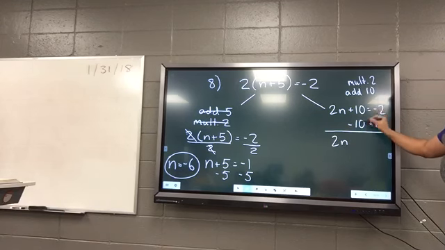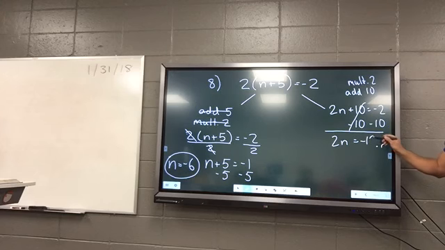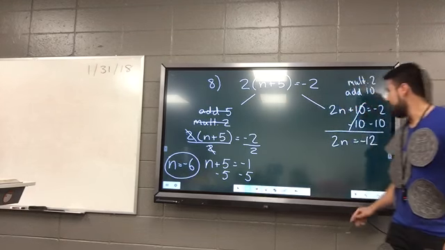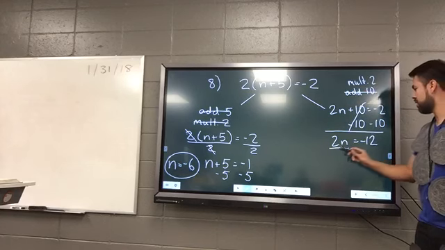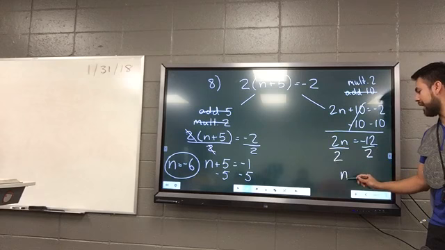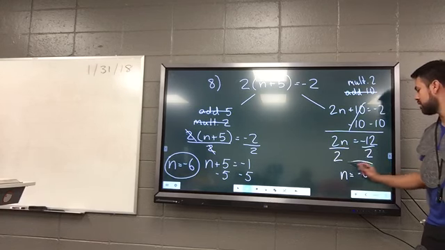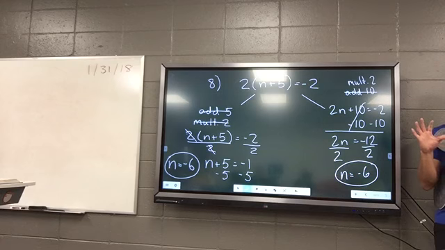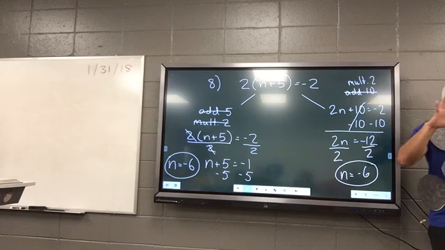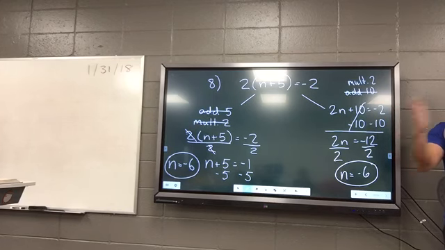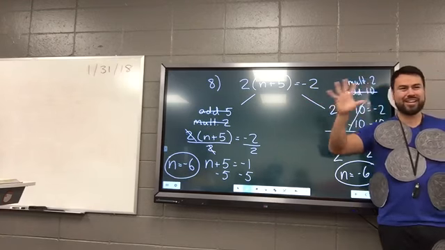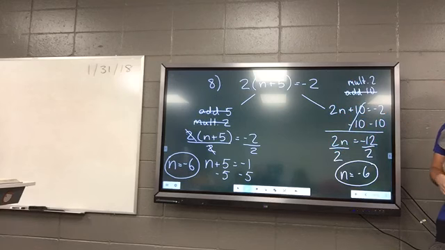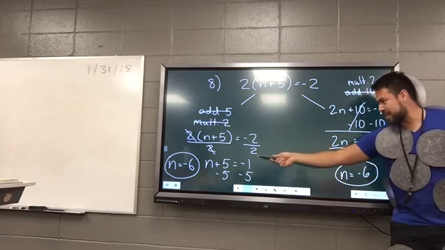And what's 10 minus 10? 0. And then what's negative 2 minus 10? Negative 12. That is correct. All right. How do you undo multiplication by 2? Division by 2. And you get n equals negative 6, same answer. Pretty cool. Do any of you have any appreciation for the coolness of that? That you could do 2 different ways to get the same answer. I think it's cool.